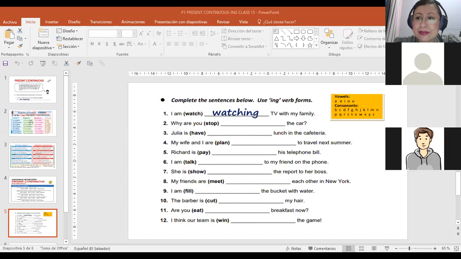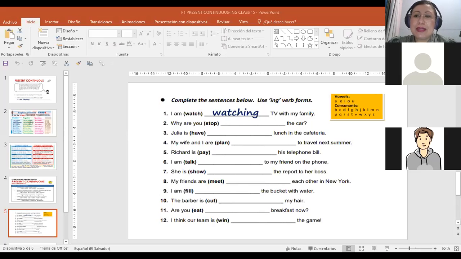Según la regla, en the number three, lo que sustituimos es la E por ing. Entonces quedaría Julia, Julia is having lunch. Julia is having, y para completar la oración, Julia is having lunch in the cafeteria. In the cafeteria, excellent. Cafeteria in English, yes, excellent, thank you.